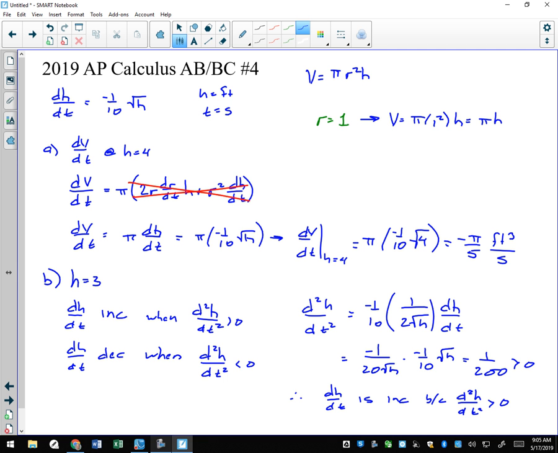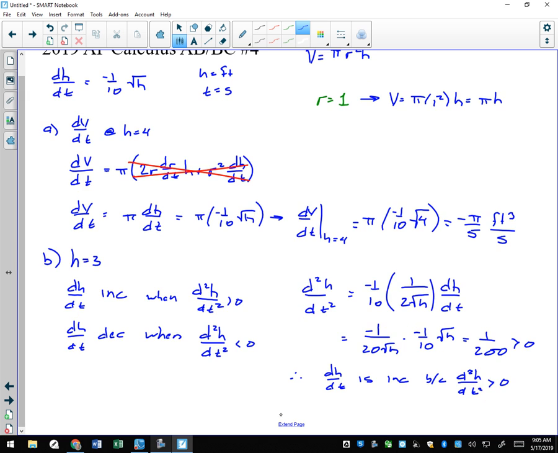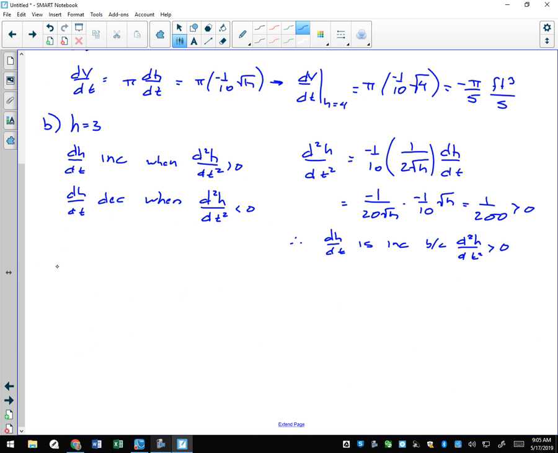We are looking for, is the rate of change of the height with respect to time increasing or decreasing? So we need the second derivative. My first derivative is negative 1/10 root h, so the derivative of that is that times dH/dt, which is another. Yeah, I think I did all that right. I was not expecting all the h's to go away, so I was a little bit hesitant as I was working that problem, but I think it's good.